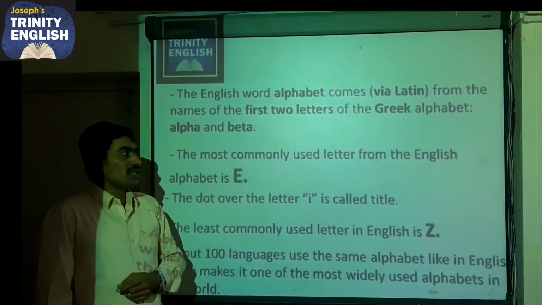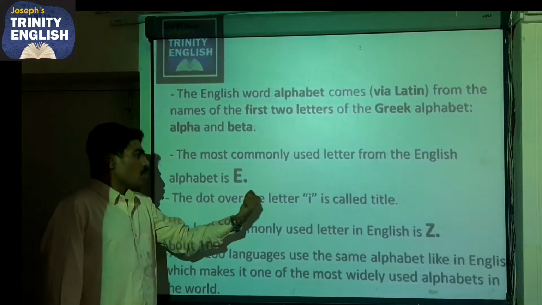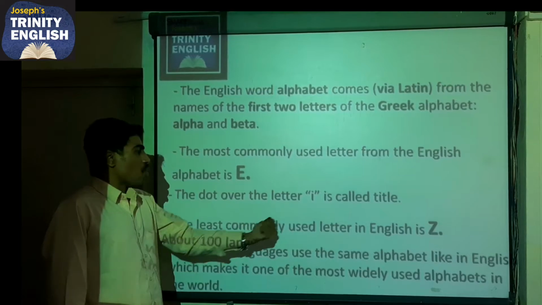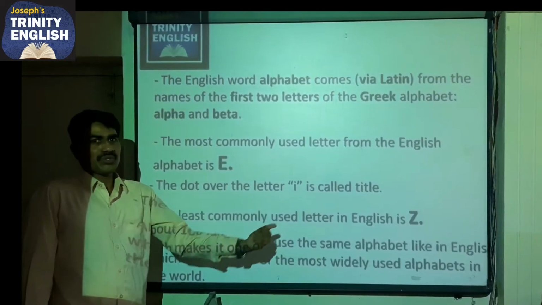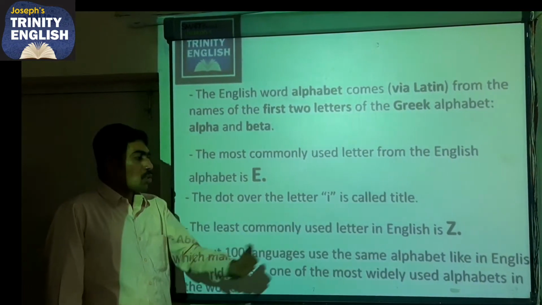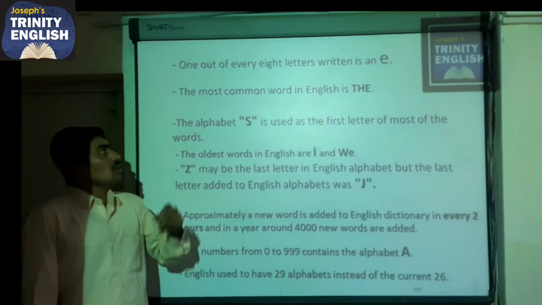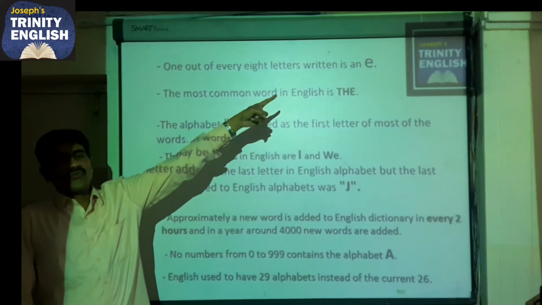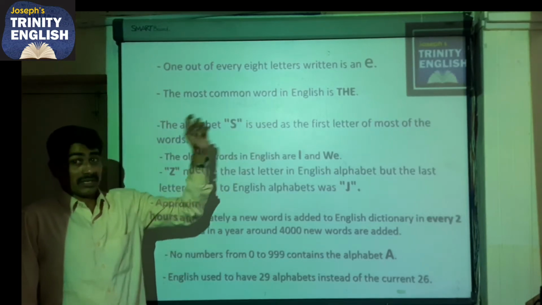First, the most commonly used letter in the English alphabet is E, and the dot over the letter I is called a tittle. The least commonly used letter in English is Z. About 100 languages use the same alphabet as English, which makes it one of the most widely used alphabets in the world. Out of every 8 letters we write, 1 letter is E. And the most common word in English is the.